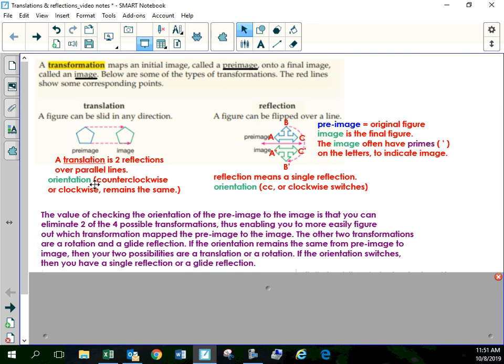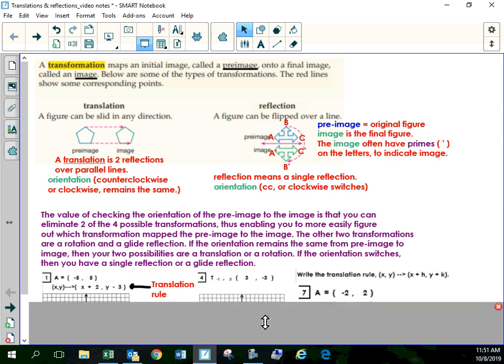So we've got it down to 2 of them, just so if we know the orientation stays the same. If the orientation switches, then you have either a single reflection like this one, or you'll have a glide reflection. The other one we'll talk about tomorrow, next class. Okay, so that helps out significantly.